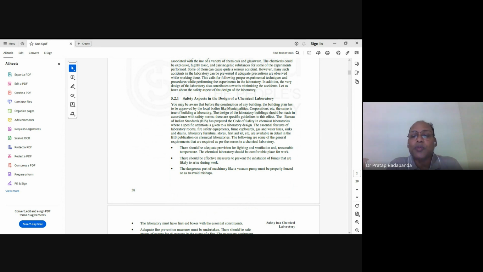So there should be adequate provision for lighting and ventilation and a reasonable temperature. The chemical laboratory should be a comfortable place to work. Okay.